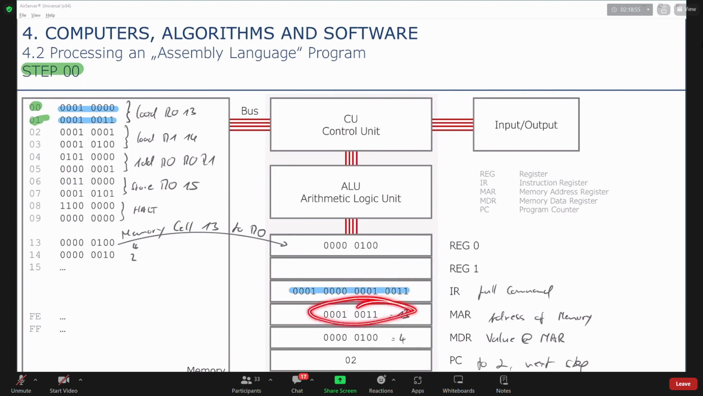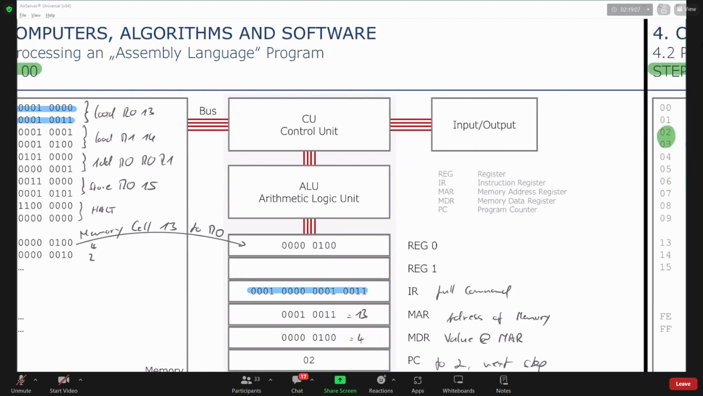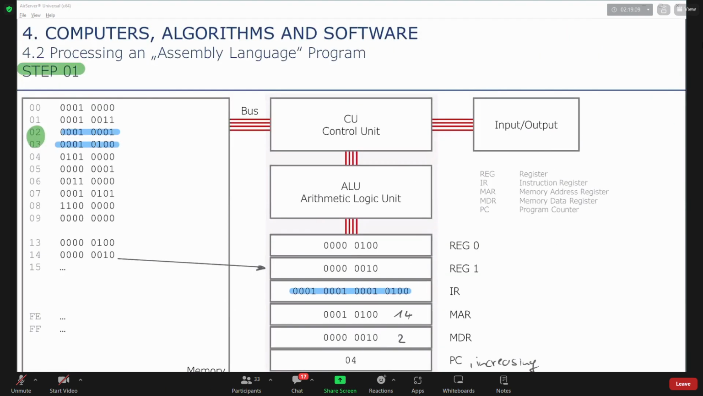So here we have the memory cell, and that's the value in memory cell 13. So we are loading register 0 with the value 4, because that's what we have in memory cell 13. Then we are loading register 1, so load register 1 with the value which is in memory cell 14. In memory cell 14, we have the value 2, so we are loading here 2.